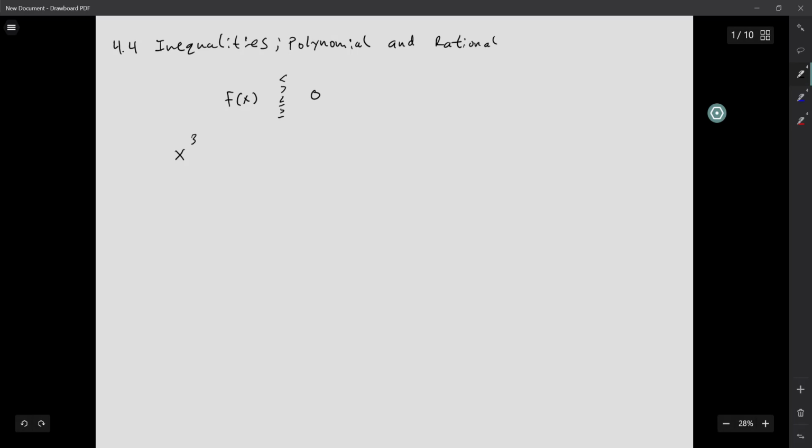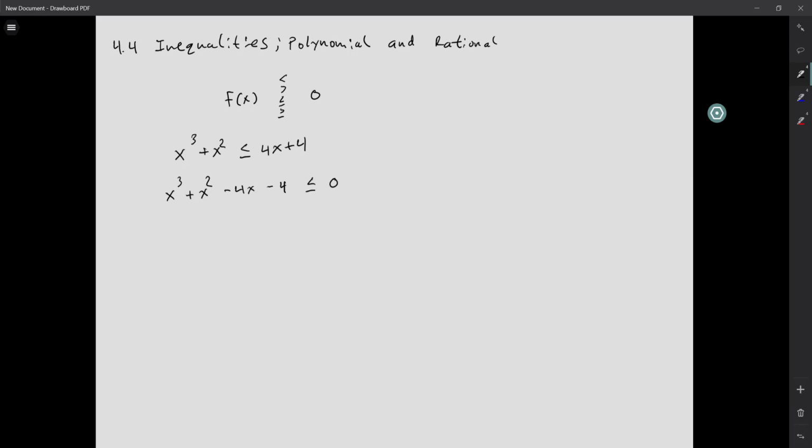Here's a nice little example for us to practice with. We have x cubed plus x squared less than or equal to 4x plus 4. And we're going to take the same process that we did with the quadratic inequalities. We're going to move everything over to the same side, so I'm going to move everything over to the left. So we're going to be looking at x cubed plus x squared minus 4x minus 4, and we keep our inequality here. So we have a polynomial less than or equal to 0.